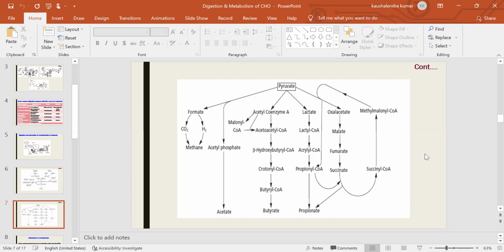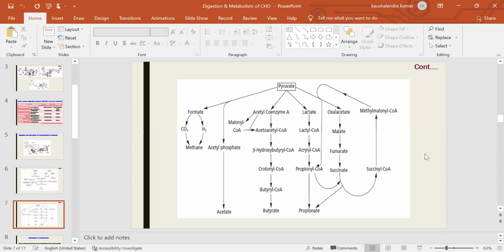So one thing I will tell you, the molar proportion of three major volatile fatty acids, acetate, butyrate and propionate. What is the major molar proportion? Acetate is produced the most, that is 65%, propionate 21% and butyrate 14%. So out of total 100%, 65% acetate, 21% propionate and butyrate 14%. You should keep this in mind. So these are the molar proportion, that means 65:21:14.